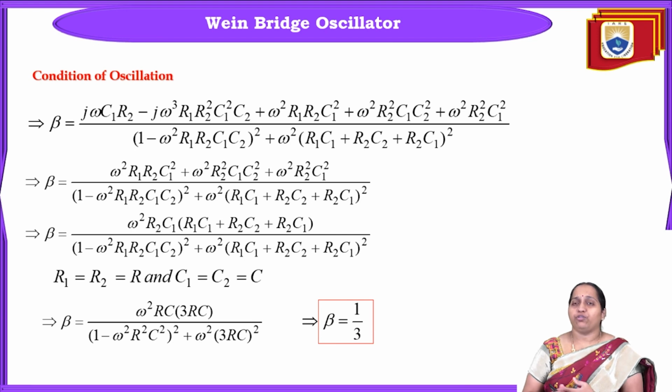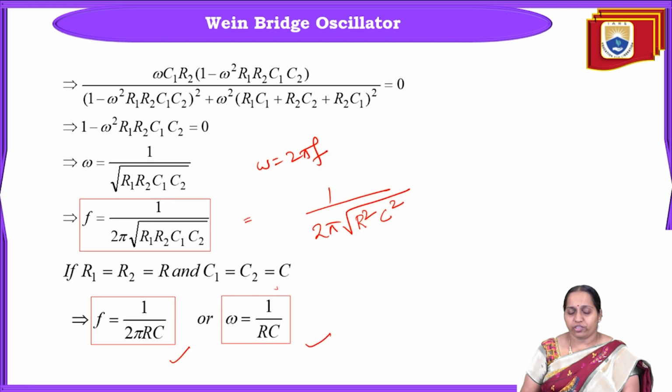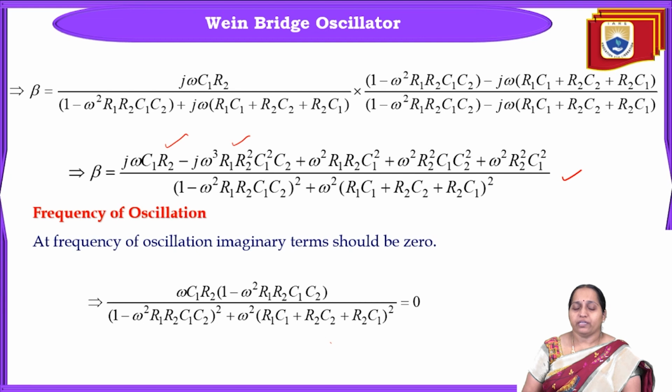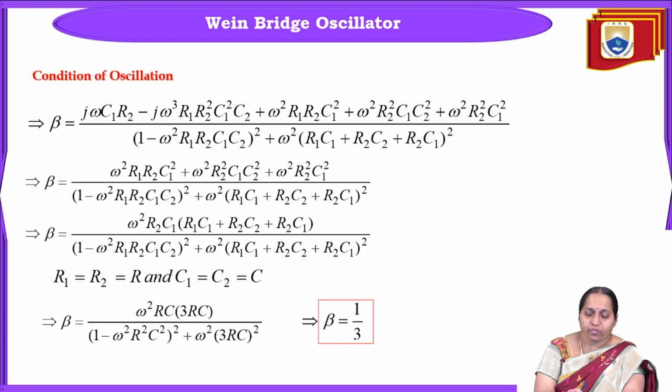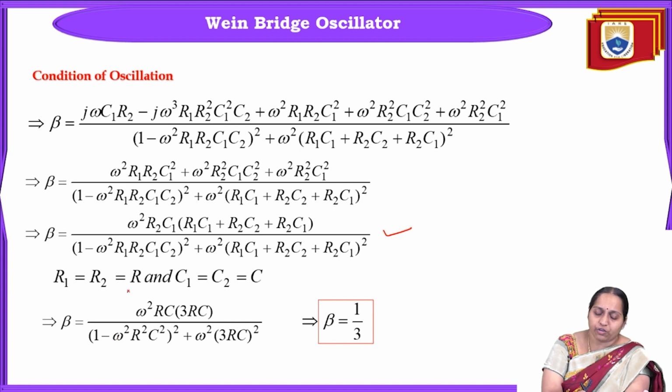Then we shall also derive the condition for oscillation. So to derive the condition for oscillation, substituting this value of omega equal to 1 by RC in beta, and equating the imaginary part to zero, you will have beta equal to this one. And while deriving frequency of oscillations, we have assumed R1 equal to R2 equal to R and C1 equal to C2 equal to C. So substituting this in the above equation, you will get beta equal to 1 by 3.